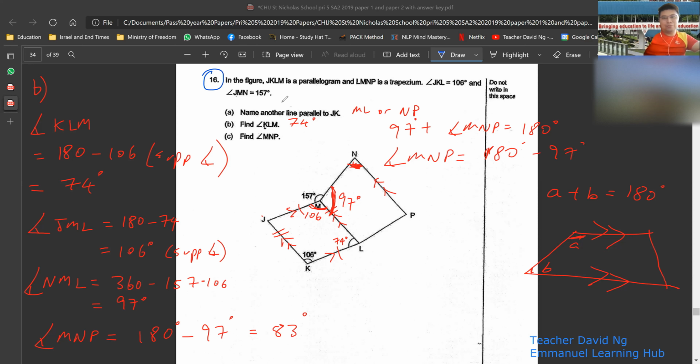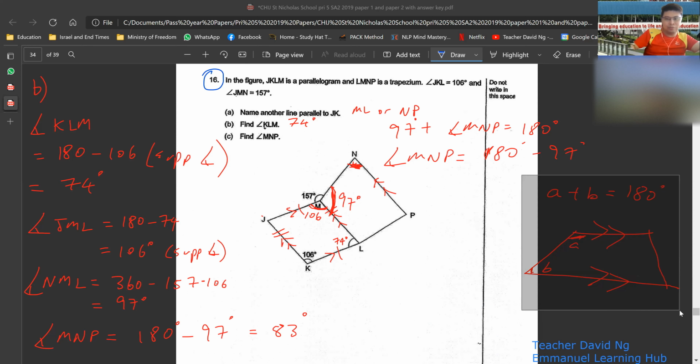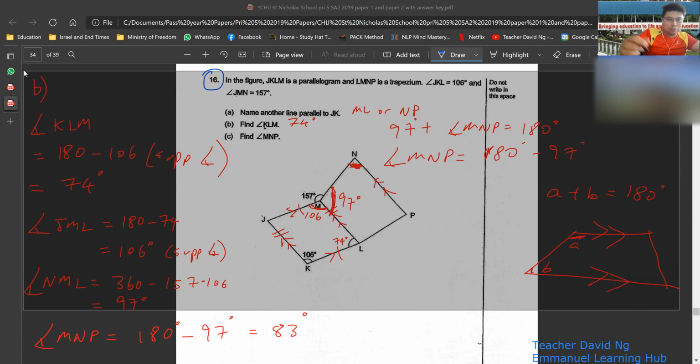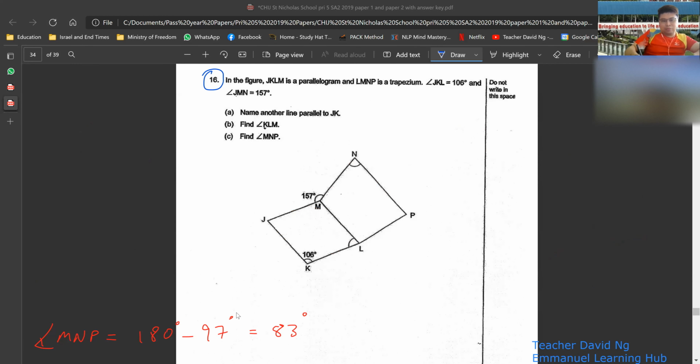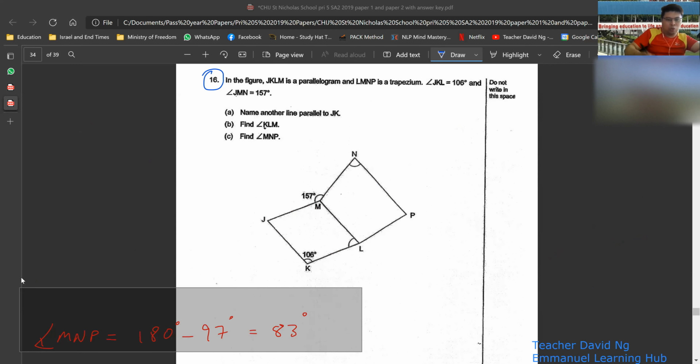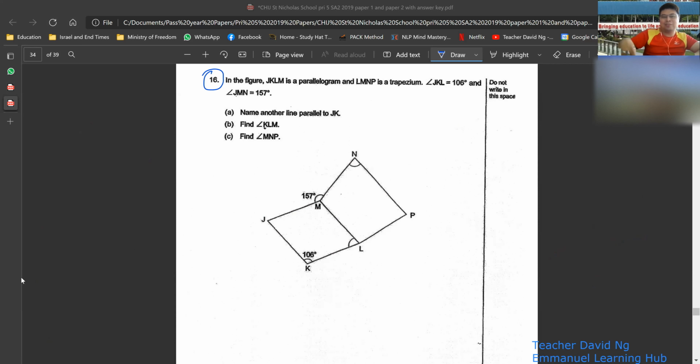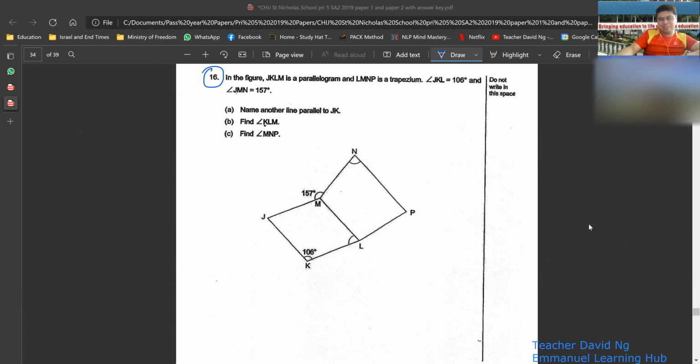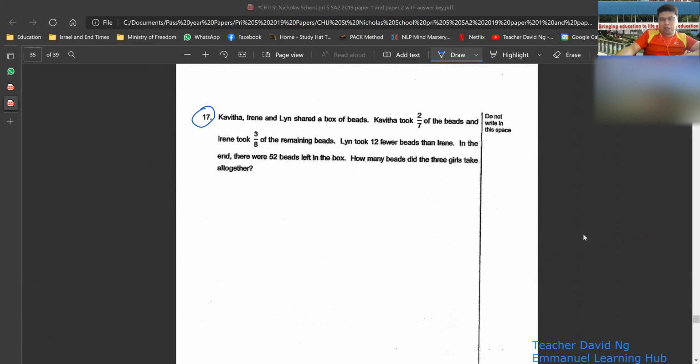That's how to get 83. This question you can reattempt on your own, without looking at the solution. Okay, let's move on to the last question.